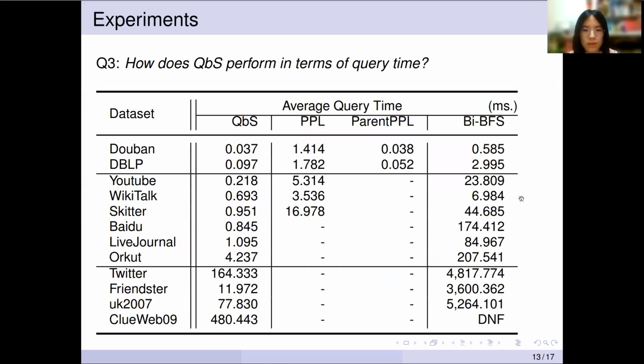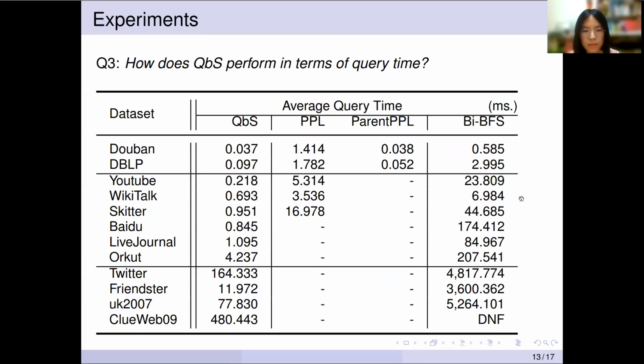The third question is about the query time efficiency. Here we randomly pick 10,000 vertex pairs as our queries, and we compare the average query time. As shown in this table, our method, query by sketch, is much more efficient than bidirectional BFS. Even for the largest network, it can query in less than 0.5 seconds. The parent-parent path labeling is also efficient in answering the queries. However, it is not scalable since it is computationally expensive to construct labels.